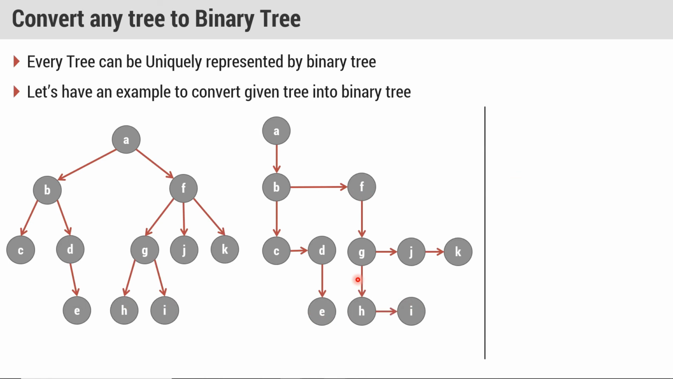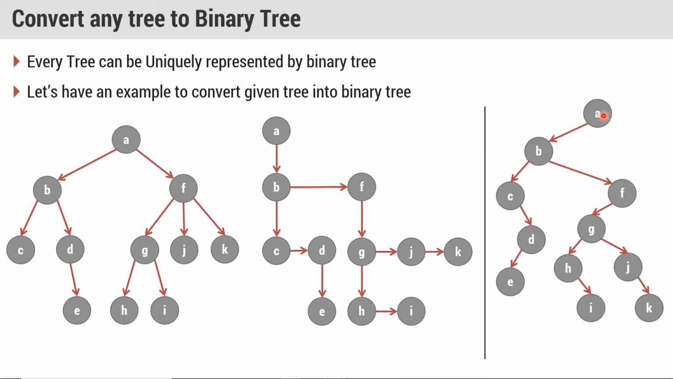Now we have to construct a binary tree based on this tree. Now say this is the binary tree. A has left child B, right? So we have to put this B over here. Then B has two children, left and right. So we have to put this C as a left child and F as a right child.